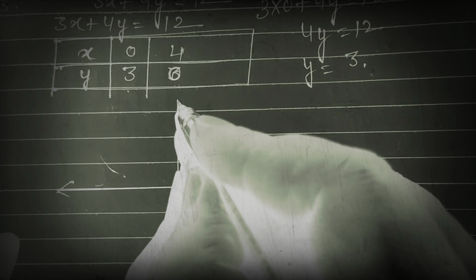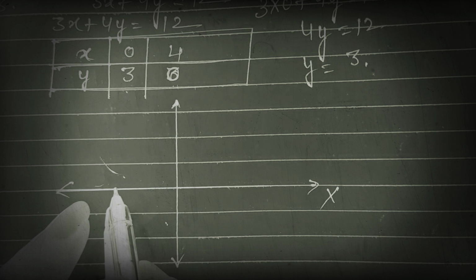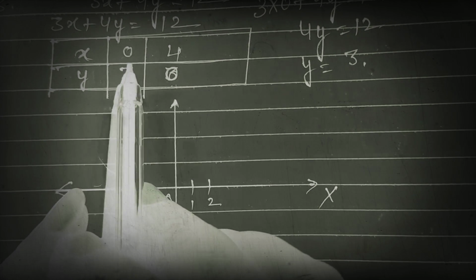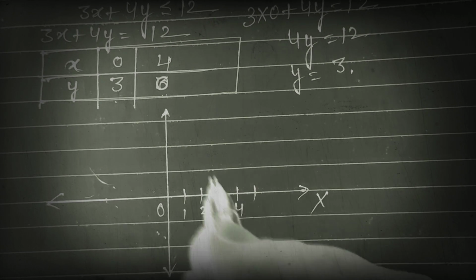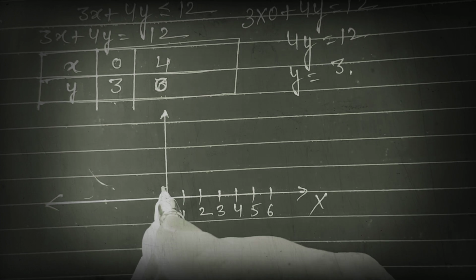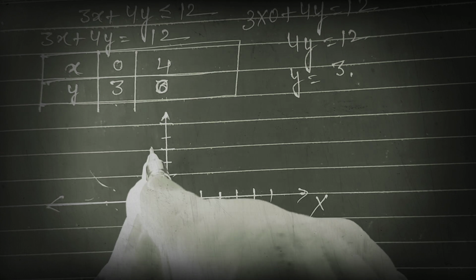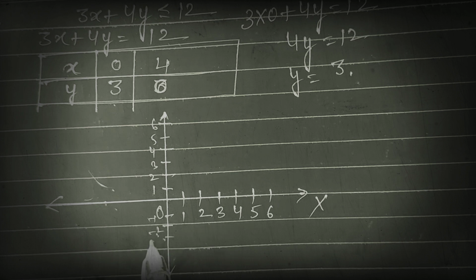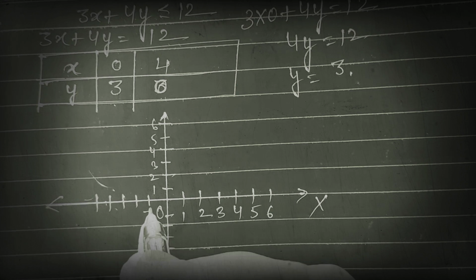This is the y-axis. You can take just the positive side, no need to take the negative side. You can take a little less here. 0, 1, 2. We have to take the highest value, 4. So minimum 4. 1, 2, 3, 4, 5, 6. Is it clear? -1, -2, -3, -4, -5. Here also -1, -2, -3, -4, -5.